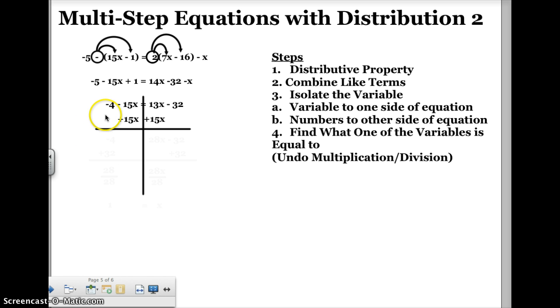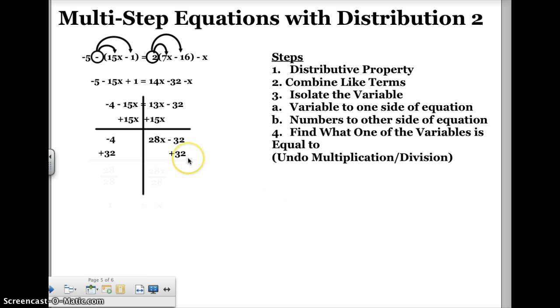On the left side of the equation, I have negative 4, negative 15x, and positive 15x. That's just going to be negative 4. On the right side of the equation, I have 15x, 13x, and negative 32. That's going to be 28x minus 32. So I've gotten my variables to the right side. Now I've got to get all my numbers to the left side. The way I'm going to do that is by getting rid of this negative 32. I do that by combining it with a positive 32. But whatever I do to one side of the equation, I need to do to the other side also.